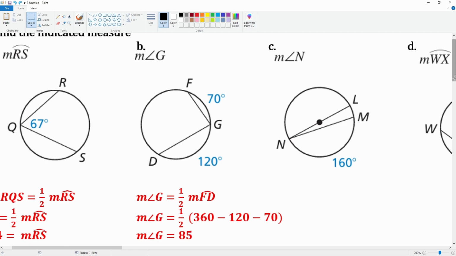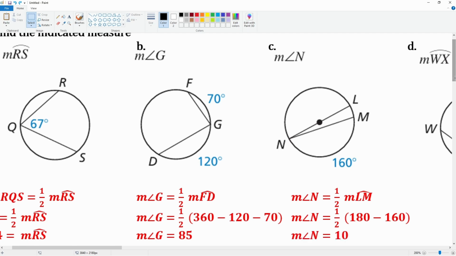All right. Let's look at C. Here you're trying to find angle N. Notice that they only gave you part of that arc, which is 60, but NL is the diameter. Therefore, you can do 180 minus 160 to get that little arc left. And I think that little arc is 20, so half of 20 is 10. So the angle is 10.